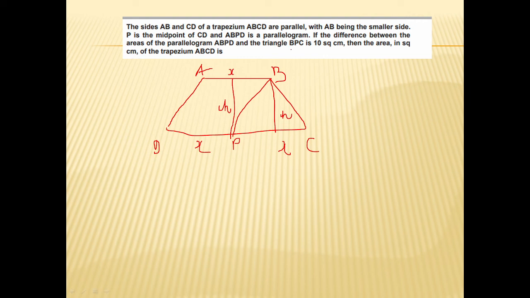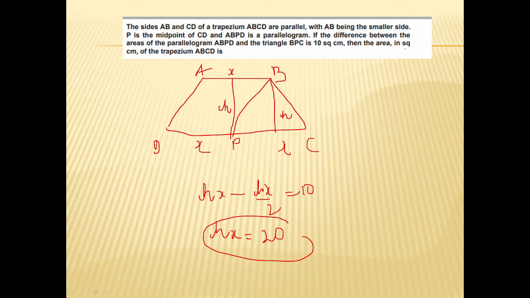Now, the difference between the area of the parallelogram, which is hx, base into height, and the area of the triangle BPC, which is hx by 2, equals 10. So hx by 2 equals 10, so hx equals 20.